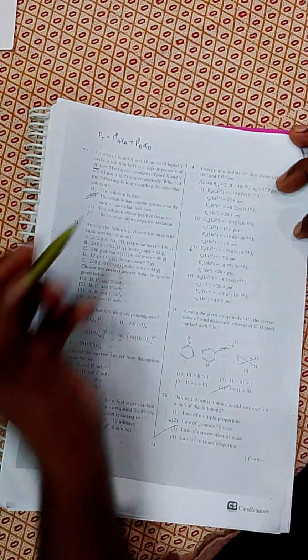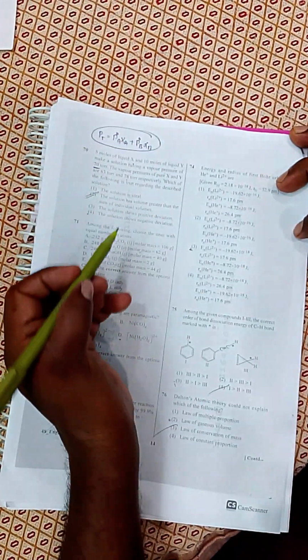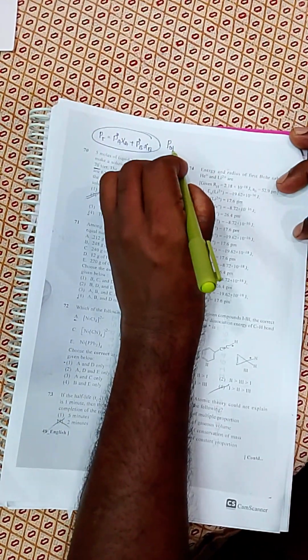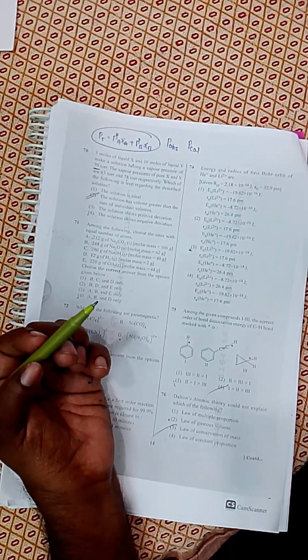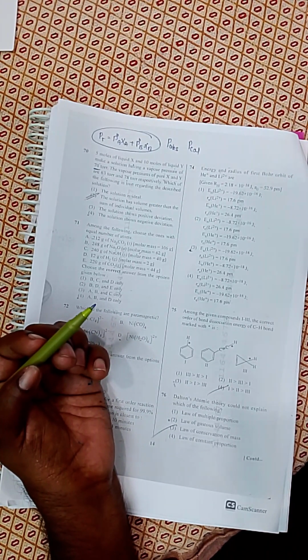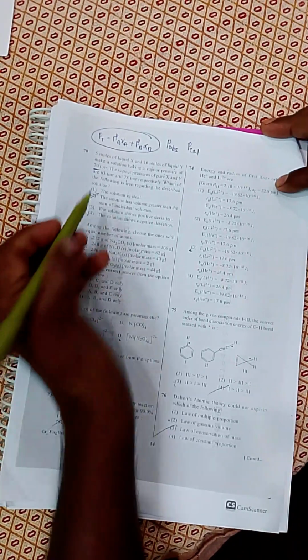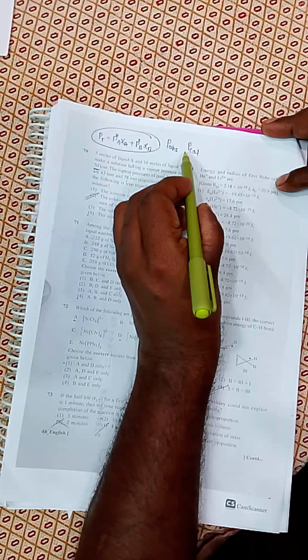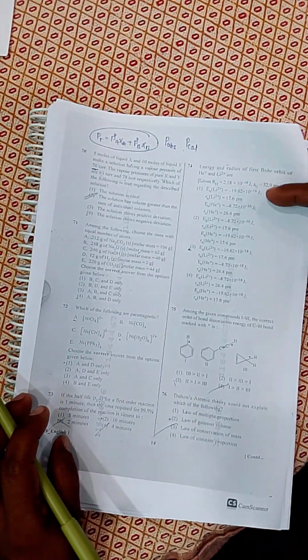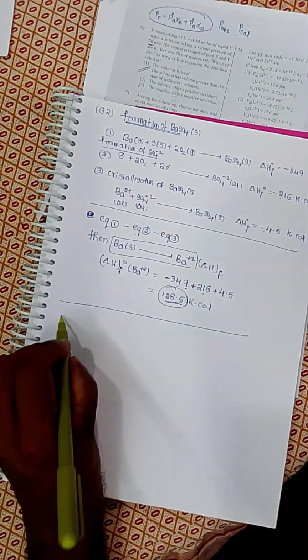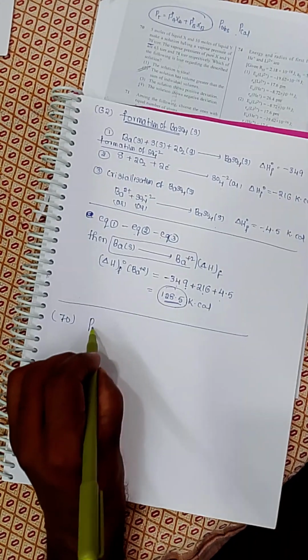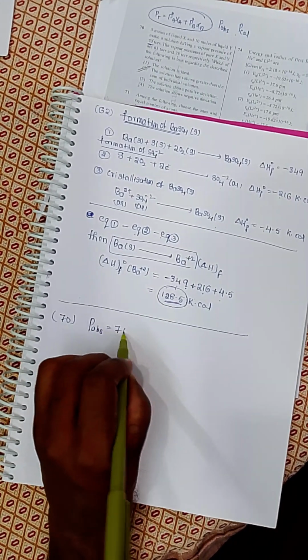Now here P total can be calculated from the information. So observed vapor pressure and calculated vapor pressure both are going to be considered. Here the observed vapor pressure is 70. Calculated we can work out. Now let us calculate the calculated vapor pressure regarding the question. In question number 70, the observed vapor pressure is given as 70.